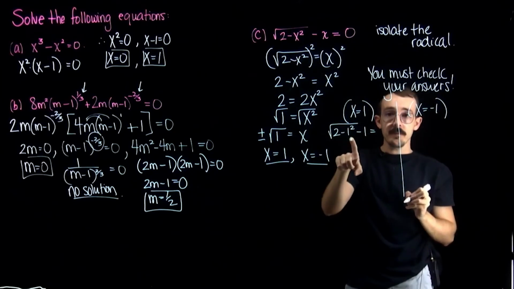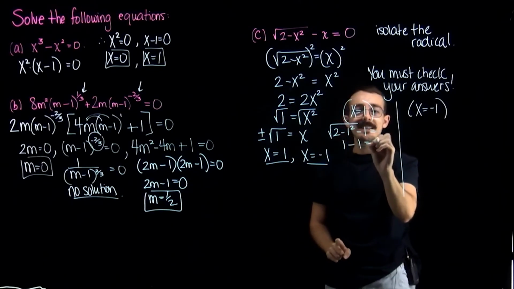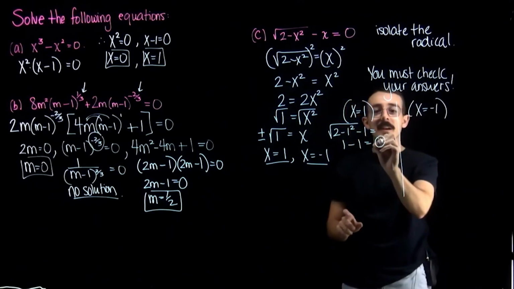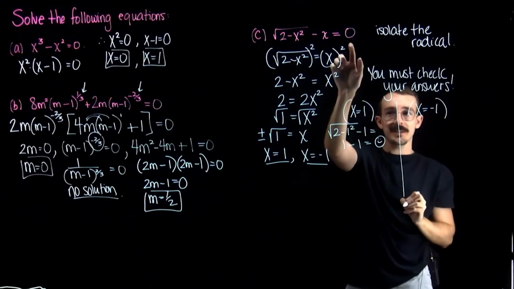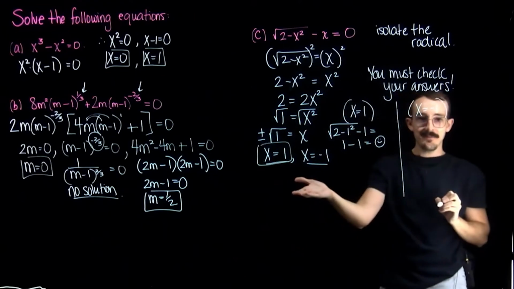2 minus 1 is 1. Square root of that is 1. Minus 1, so I get 1 minus 1, is 0. That's good. That's what I was supposed to get. It's supposed to be equal to 0. So I'm going to accept x equals 1 as a solution.